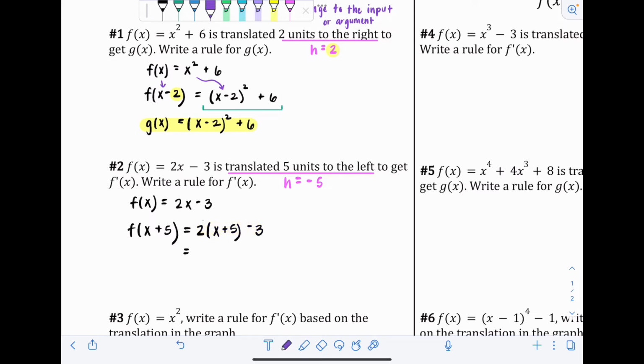So we would just go ahead and distribute the 2. So 2 times x is 2x. 2 times 5 is plus 10. And then bring down the minus 3, and then we can combine like terms, the 10 and the negative 3. So it'd be equal to 2x, and then 10 minus 3, so plus 7. And then the instructions for this one said to write a rule for f prime, or that f of x was translated to get f prime of x. So that's just what we'll title our final answer. It'll be f prime of x is equal to 2x plus 7.